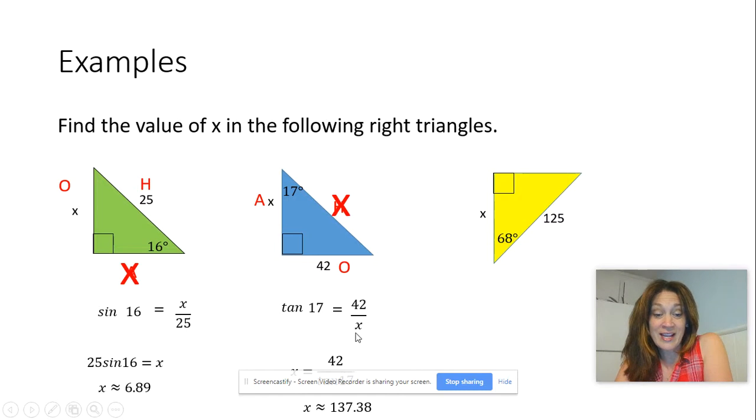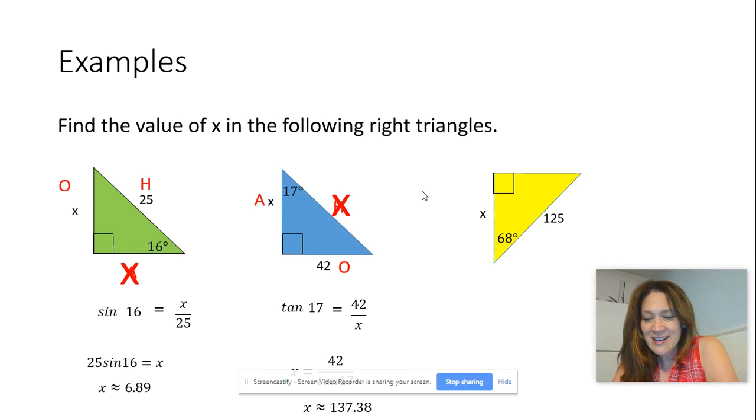Put that into the calculator. Here I'm rounding it to 2 decimal places. Go ahead and pause the video, put it into your calculator, and hopefully you should get 137.38.